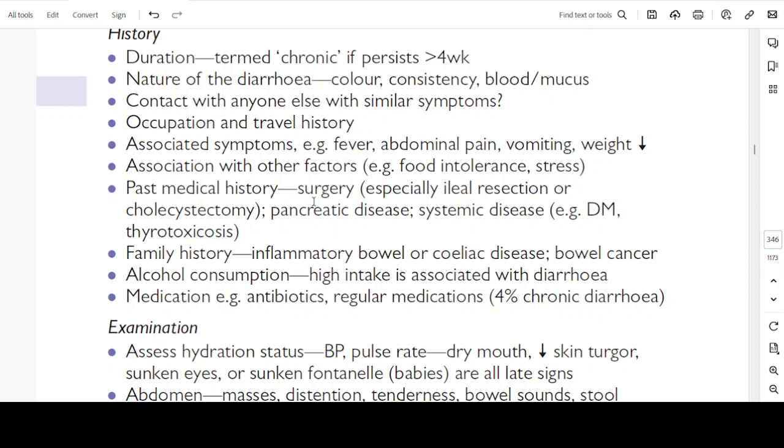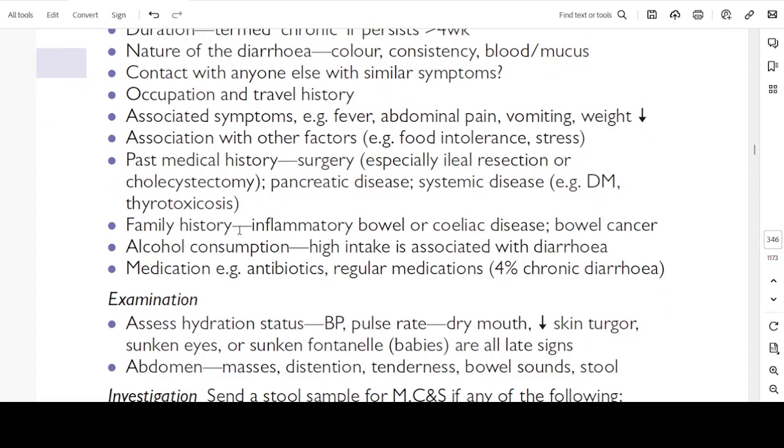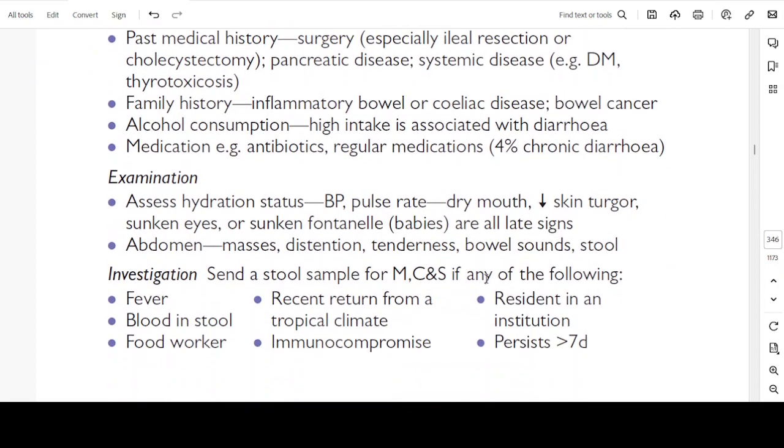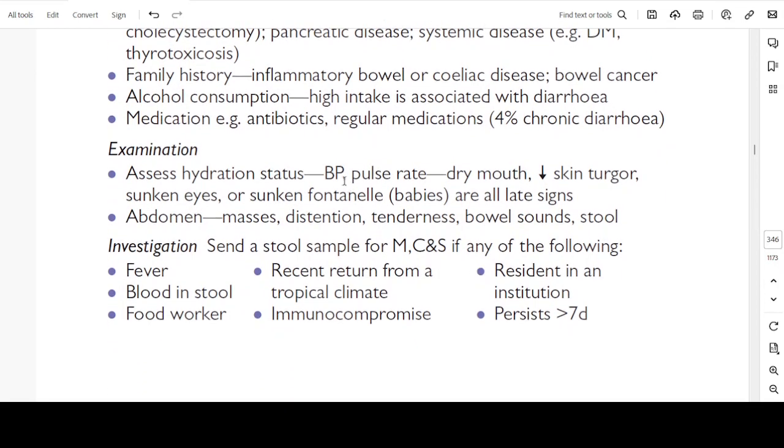Past medical history: surgery, especially ileal resection or cholecystectomy, pancreatic disease, systemic disease, diabetes or thyrotoxicosis. Family history: inflammatory bowel disease or celiac disease, or bowel cancer. Alcohol consumption: high intake is associated with diarrhea. Medication, for example antibiotics; regular medications account for 4% of chronic diarrhea. Examination: assess the hydration status. Check the BP and pulse rate. Again, dry mouth, reduction in skin turgor, sunken eyes, sunken fontanelle. Abdomen: if there are any masses, distension, tenderness, or bowel sounds are present or not, and stool.